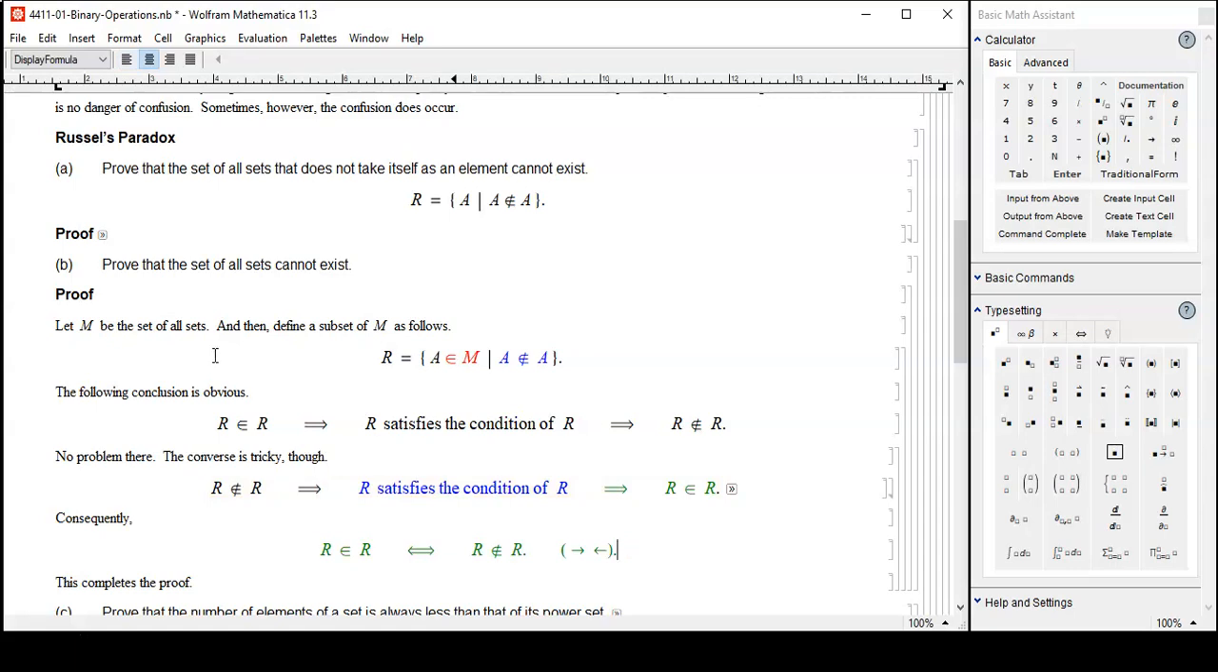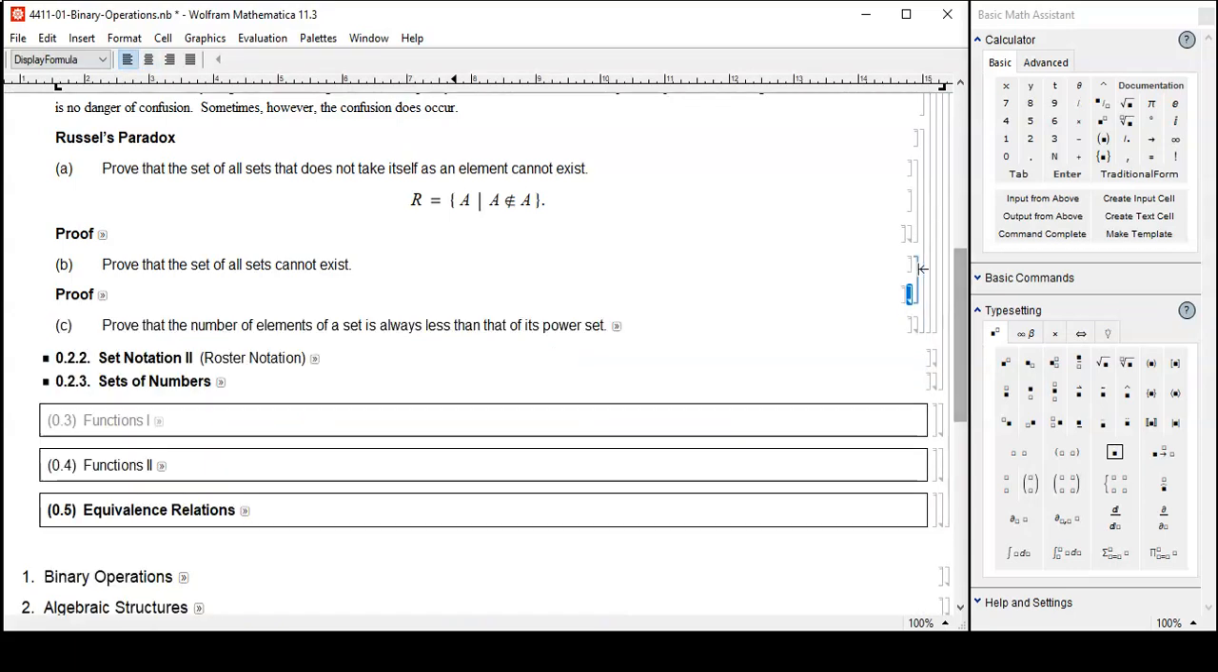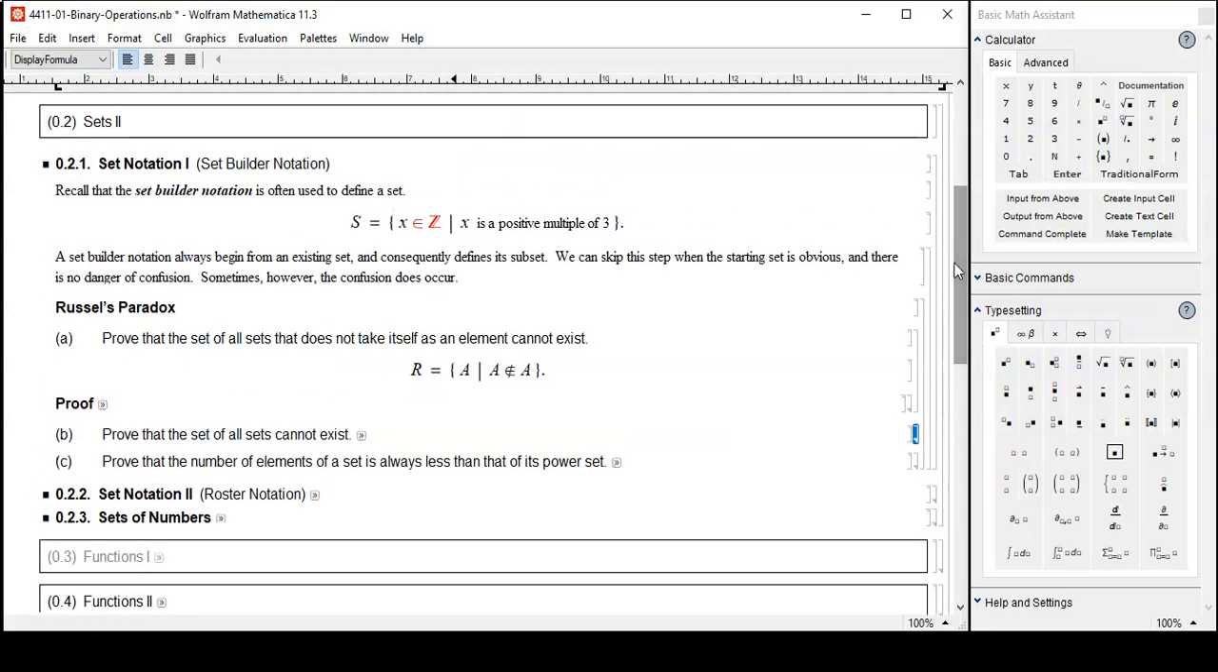But then again, if M is the set of all sets, then there's no way out here. So this has to follow, and consequently, contradiction follows as well. Conclusion: the set of all sets cannot exist.